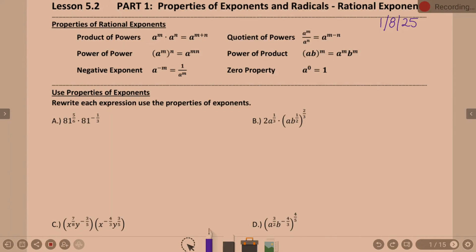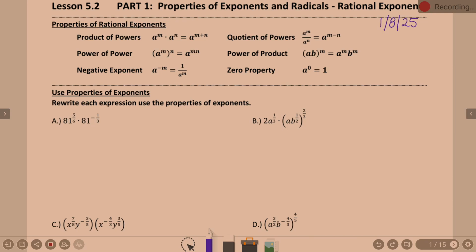5.2 part 1. Let's start off just reviewing our exponent rules. These are exponent rules, as I said, you've learned before. The difference is at the Algebra 2 level, we're putting fractions in there. So you may or may not want to have a calculator with you. So, basic review here.